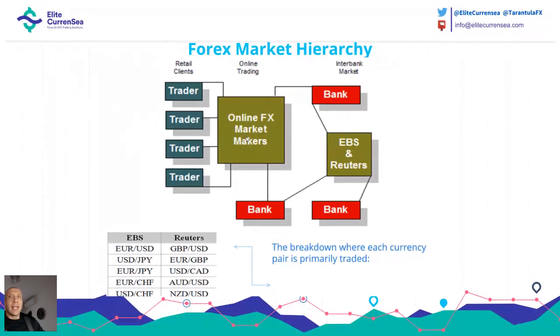Now, these are pairs that can be found on EBS, of course, and Reuters, but all the banks that are part of the interbank market can see the rates that each other is offering. It doesn't mean that anyone can make deals at those prices, but it's important that there is transparency. So then, as I said, we have hedge funds, corporations, retail market makers, and basically at the end of this food chain, it's retail traders.